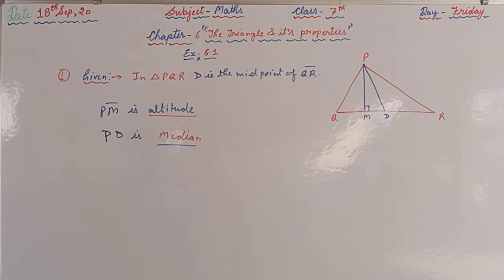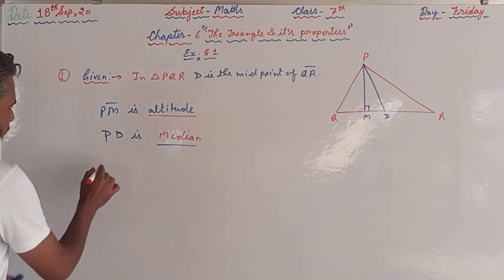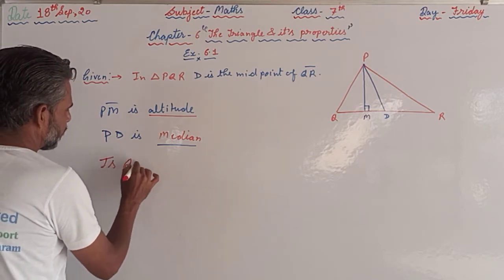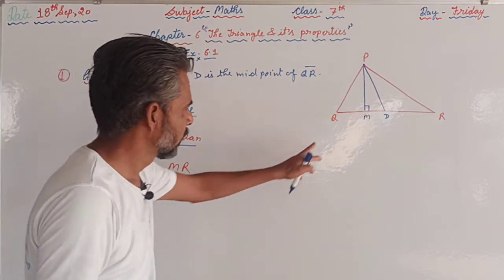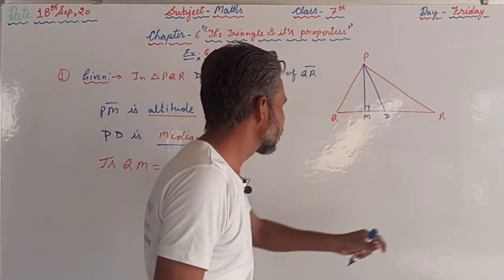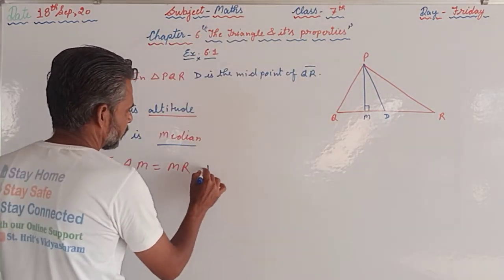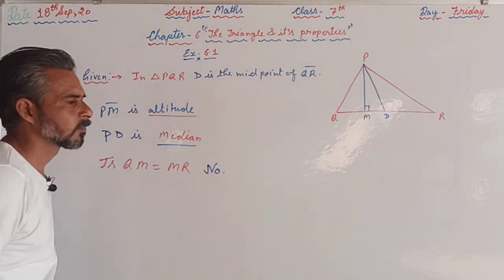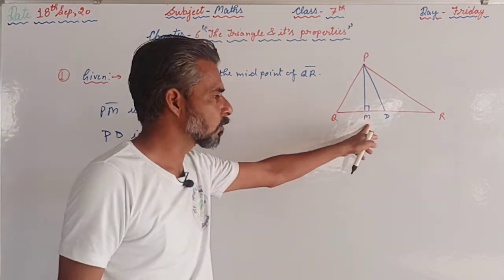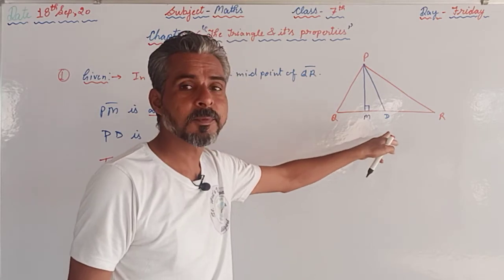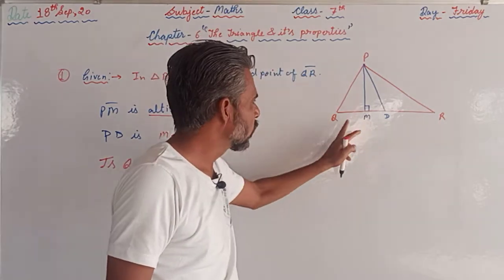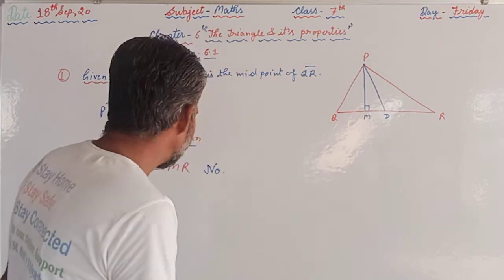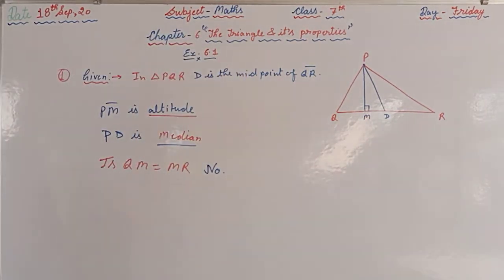And then, is QM equals to MR? No. Why? Because M is not the midpoint of QR. D is the midpoint of QR. QD will be equals to DR. QM will not be equals to MR. So that's why that is false.